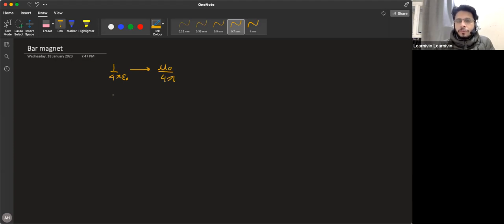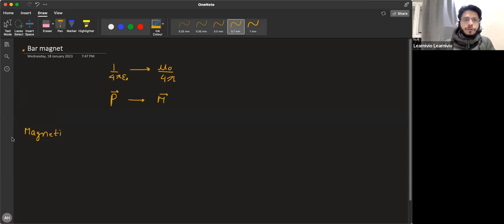In electrostatics, wherever we use electric dipole moment, here we use magnetic dipole moment. So these are analogs. If you know the results for an electric dipole, you can write the results for a bar magnet. So the first thing we start with is magnetic pole strength. Or it would be better if I take the analogy.